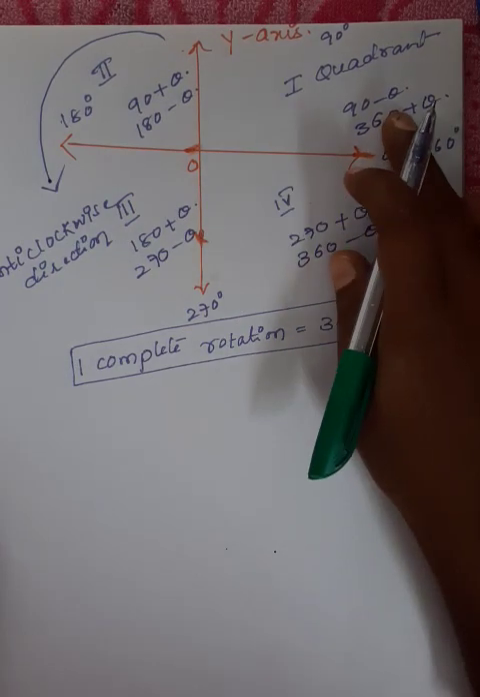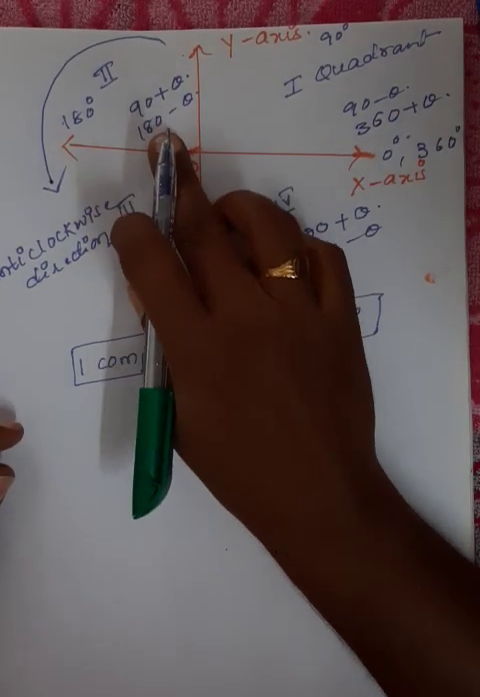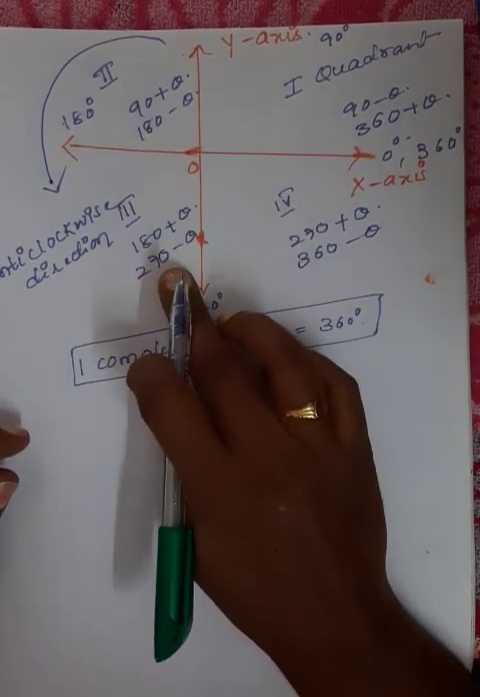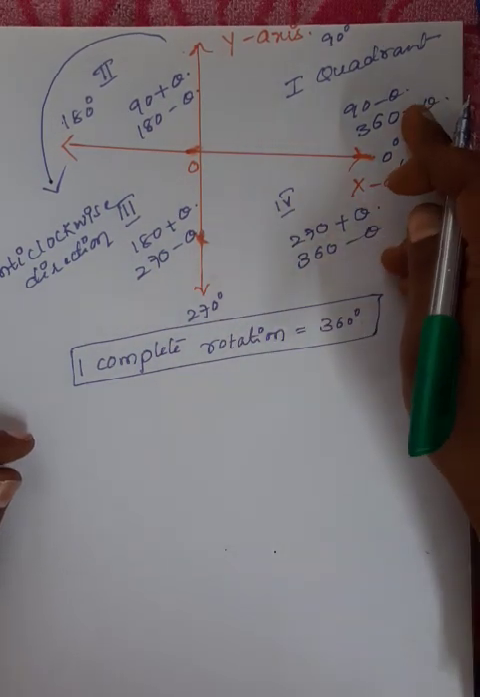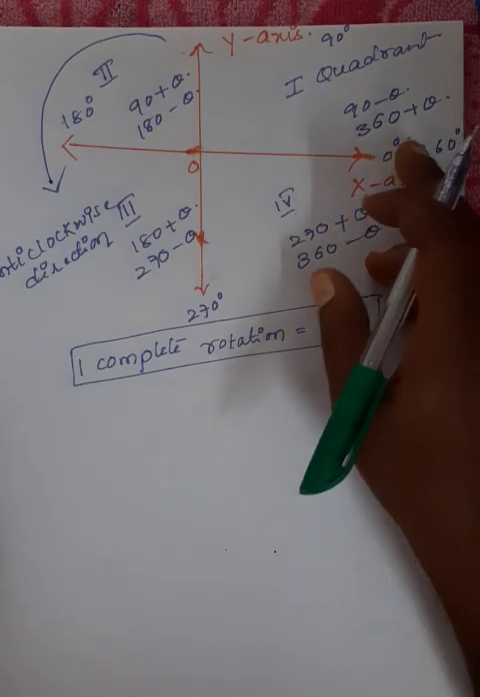So here 90 minus theta, 90 plus theta, 180 minus theta, 180 plus theta, 270 minus theta, 270 plus theta, 360 minus theta, 360 plus theta. Like this you have to consider the angles.